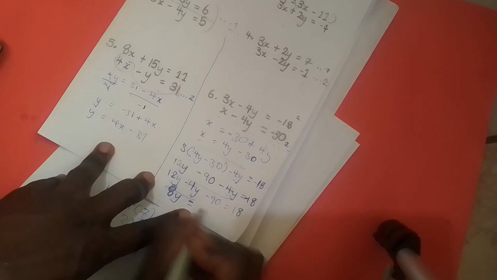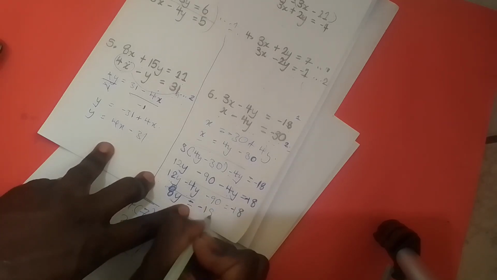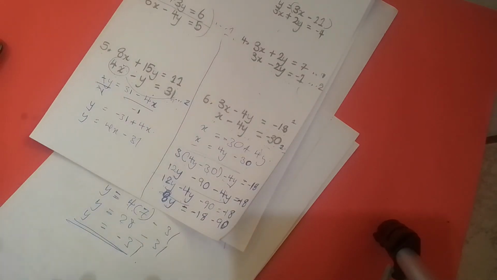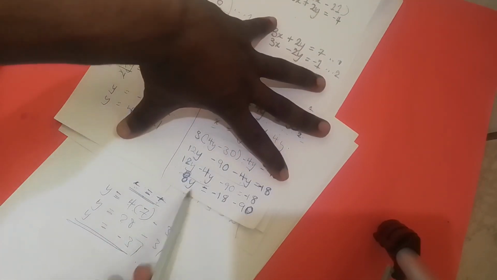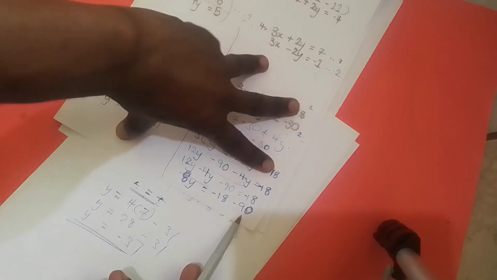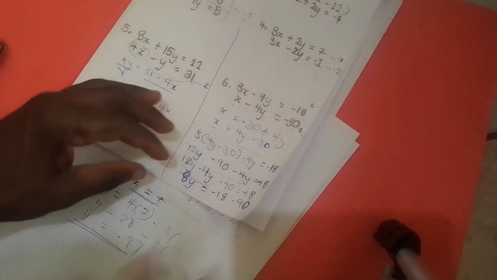8y is equal to negative 18, sorry, negative 18 minus 90. So we are done with the mathematics once we get here, because 8y is equal to negative 18 minus negative 90y. And so obviously this is equal to what? 108, right?